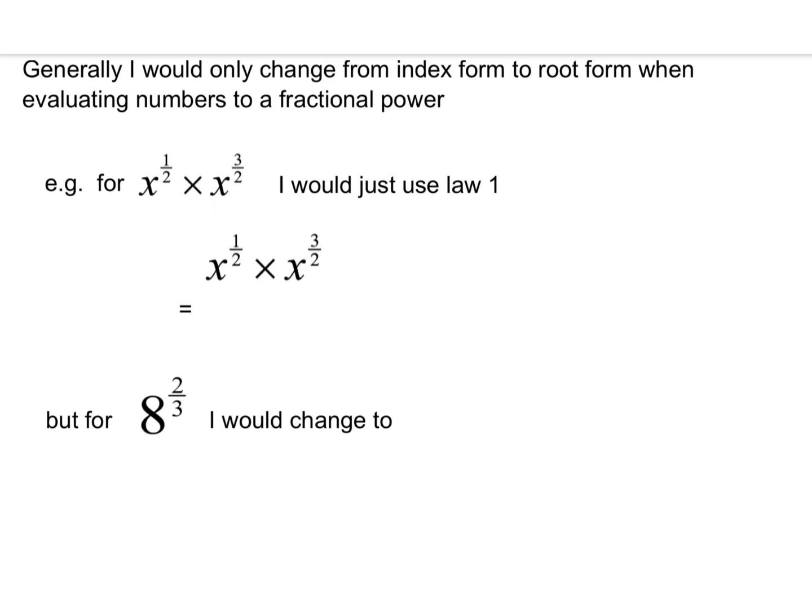For this one, I would just use the first law of multiplication, which means a half plus 3 over 2. So that's a half plus 3 over 2 is 4 over 2. So that's x to the 4 over 2, which would just simplify to x squared. So here we had fractional index numbers, but we didn't actually go and use the rule we've just looked at. It was much better to go and do this. However, examples like this will be much more common. So if you've got a number to a fractional power and you're asked to evaluate it, that's one you would want to change into root form.